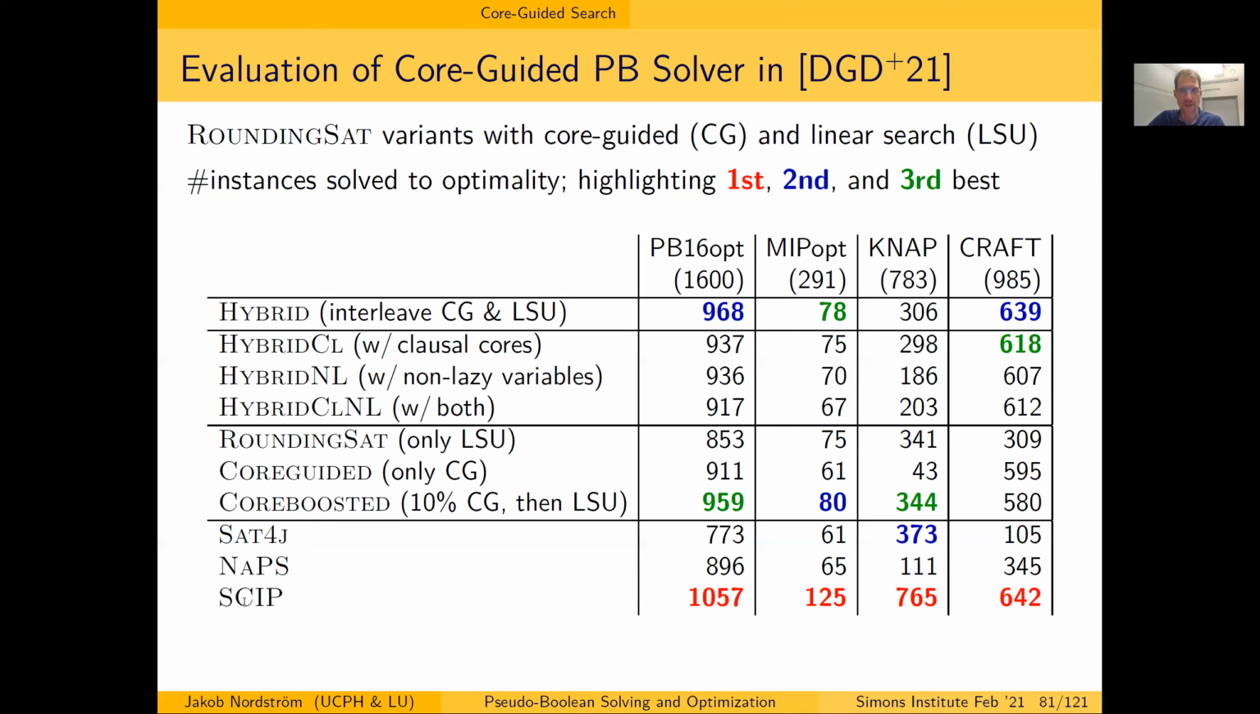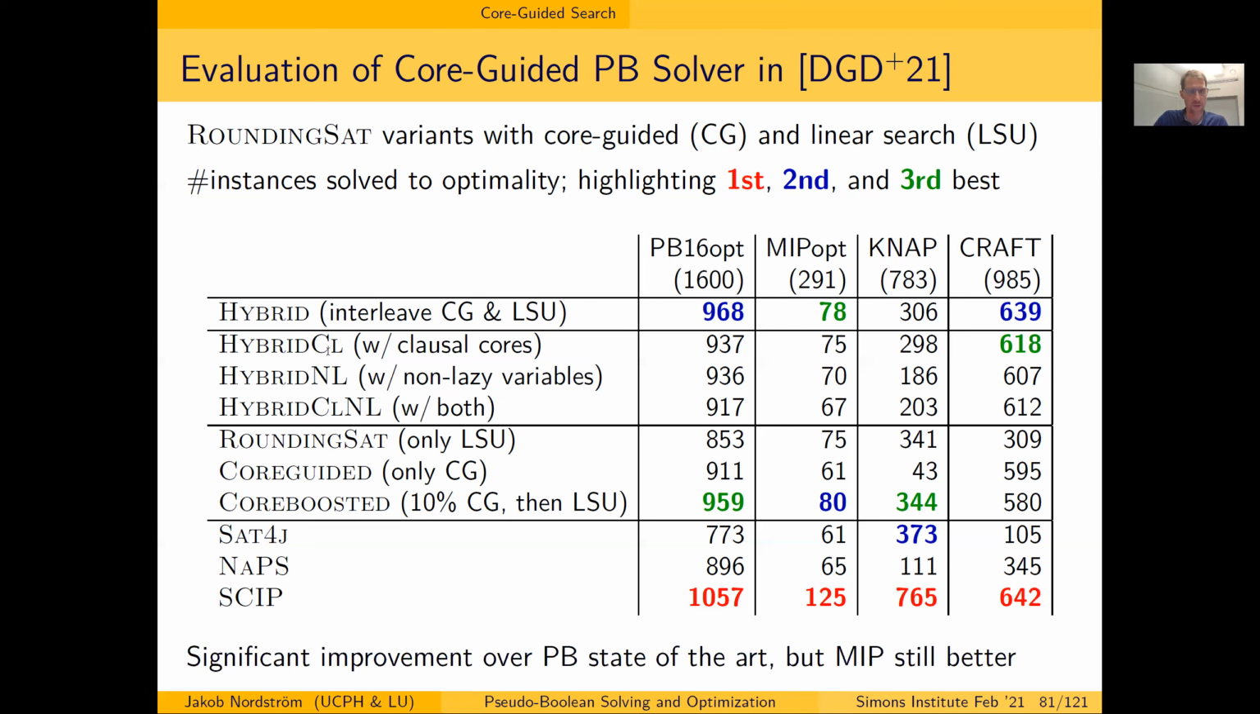But I should say that skip and the hybrid rounding sat solver have somewhat complementary strengths. Also, it should be noted that skip uses pre-processing, and none of the pseudo-Boolean solvers do that. So maybe we should do that. I think there's room for improvement here by taking the best techniques from skip and the best techniques from pseudo-Boolean solvers and try to combine them, and maybe also use other techniques like the implicit hitting set approach that we'll discuss shortly.